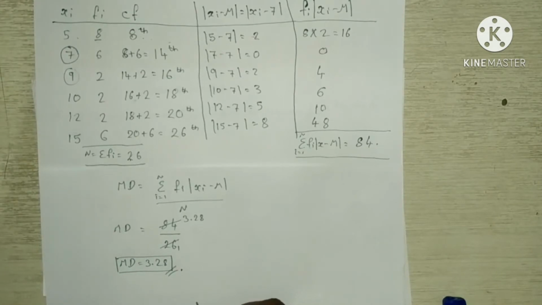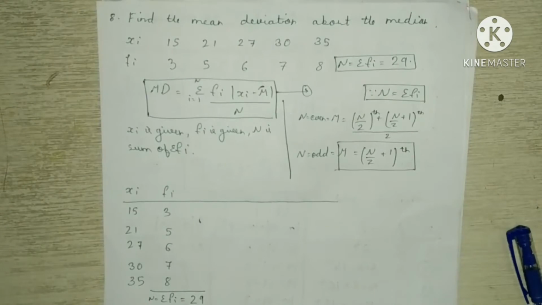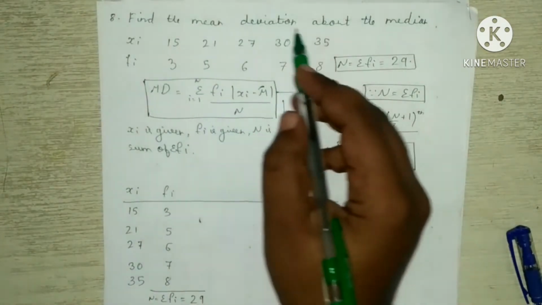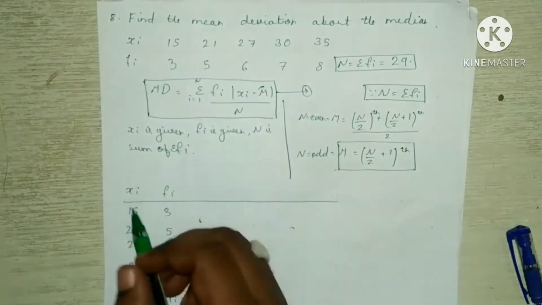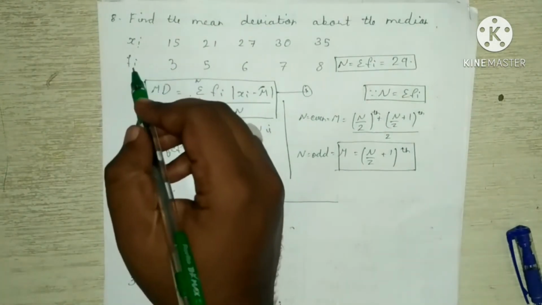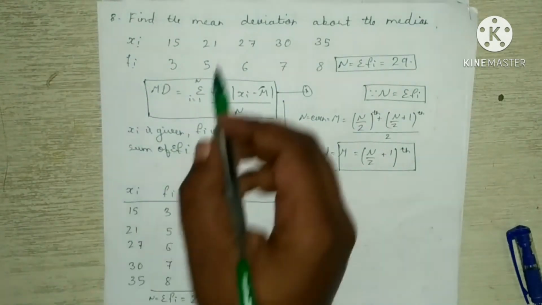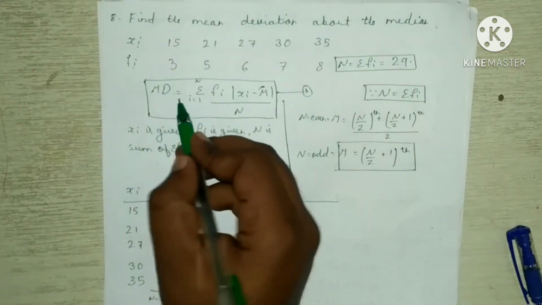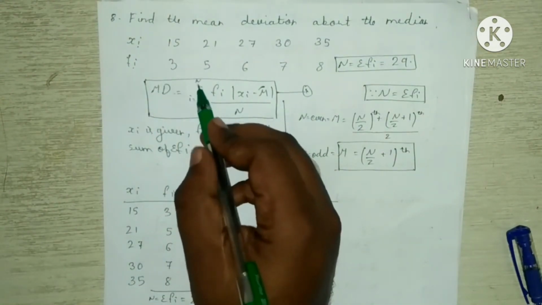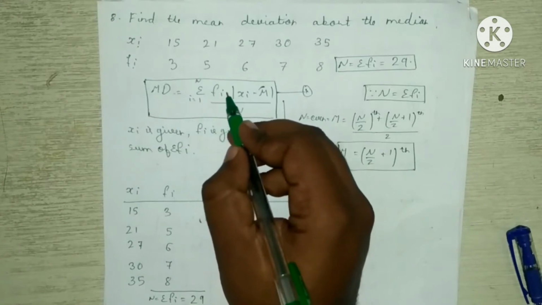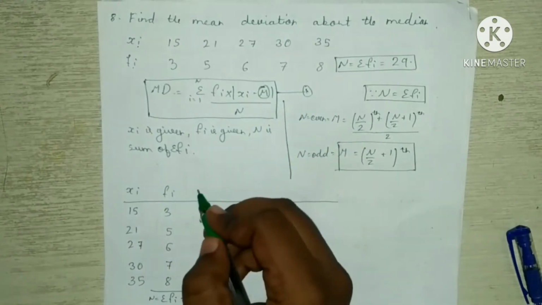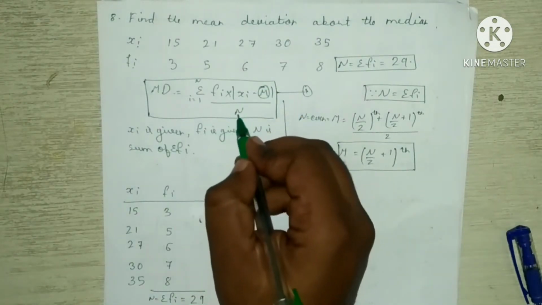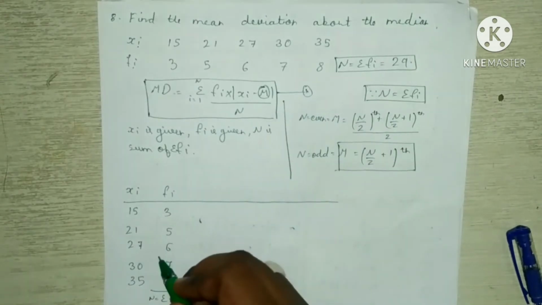Thus it is simplified. Next I am going with the 8th question of exercise 15.1: find the mean deviation about the median. This is similar to the 7th question. Xi and fi are given, and we need to find the mean deviation. The mean deviation formula is summation i varies from 1 to n, fi into |xi minus m|, where m is the median, all divided by n. Let this formula be equation number 1.